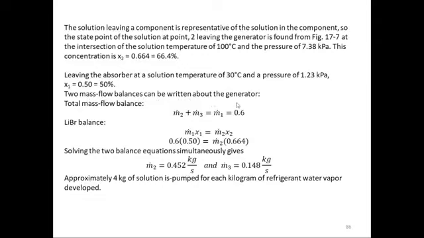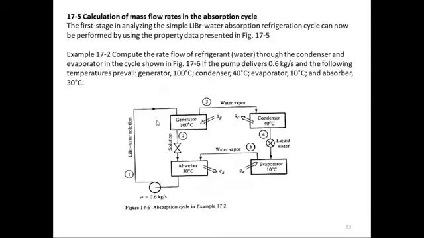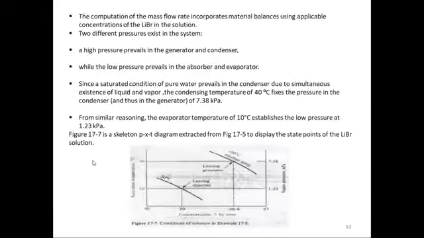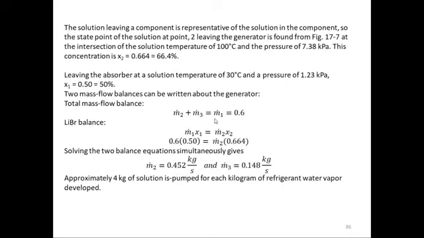Two mass balances can be written about the generator. Now we want to do the mass balance about the generator. m2 and m3 are leaving from the generator, and m1 is entering the generator. Let's look at that. This is the generator, and this is the pump which is sending lithium bromide solution to the generator. So m1 is coming into the generator, and from the generator m3 is leaving towards the condenser, and m2 is leaving towards the expansion valve. So m2 plus m3, which is leaving the generator, should be equal to m1, which is coming into it, because it's a steady flow process. So that's what we wrote: m2 plus m3 is equal to m1, and this is given in this example as 0.6 kilogram per second.